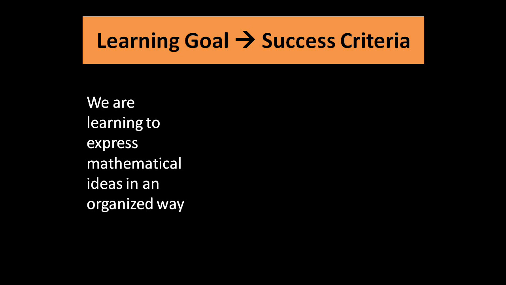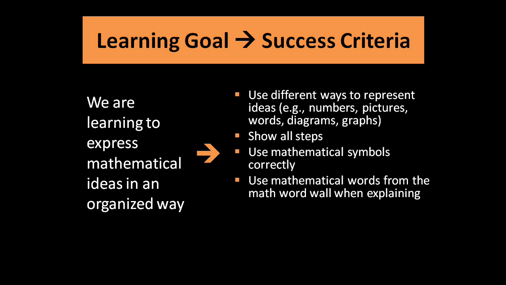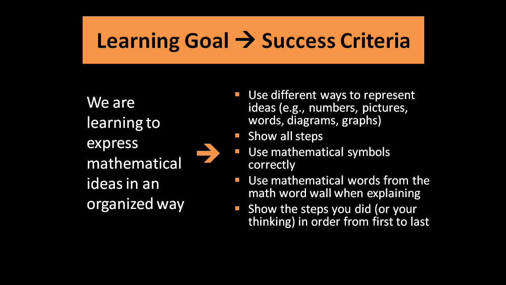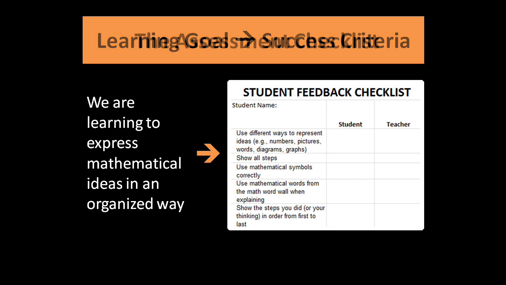Here is an example of a learning goal for elementary mathematics, from which a teacher would co-create success criteria with his or her junior or intermediate class. From these specific success criteria, teachers and students develop an assessment checklist. This checklist provides for student, peer, and teacher feedback related to the success criteria.